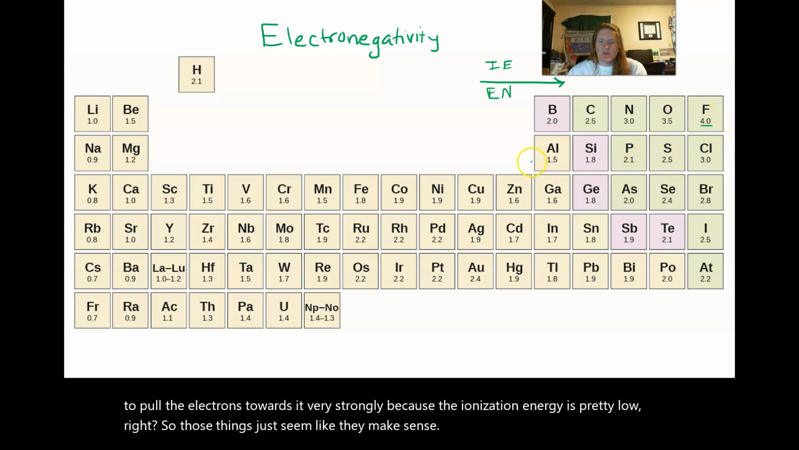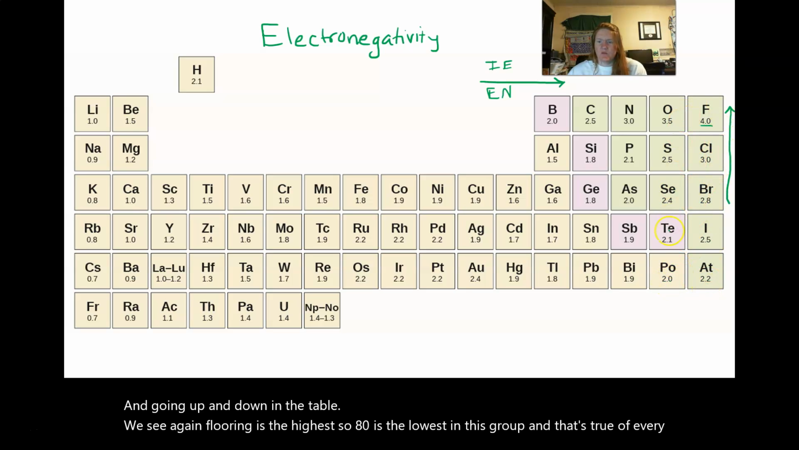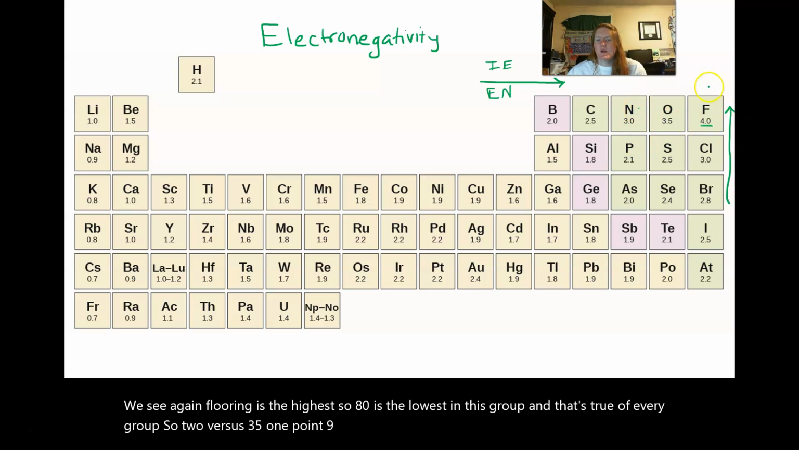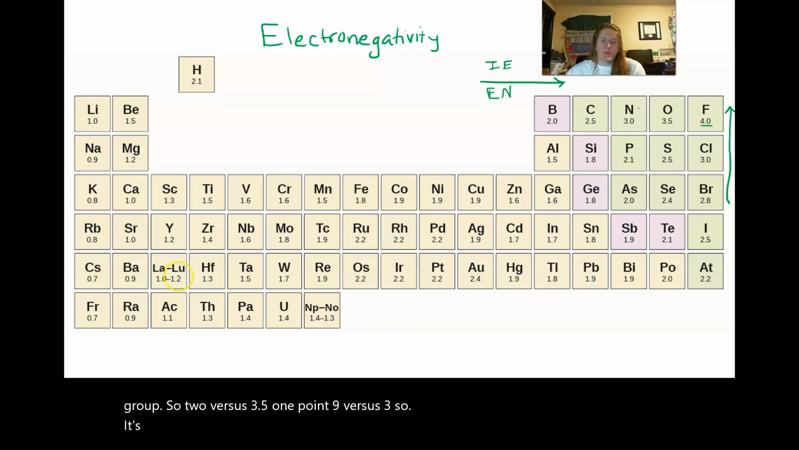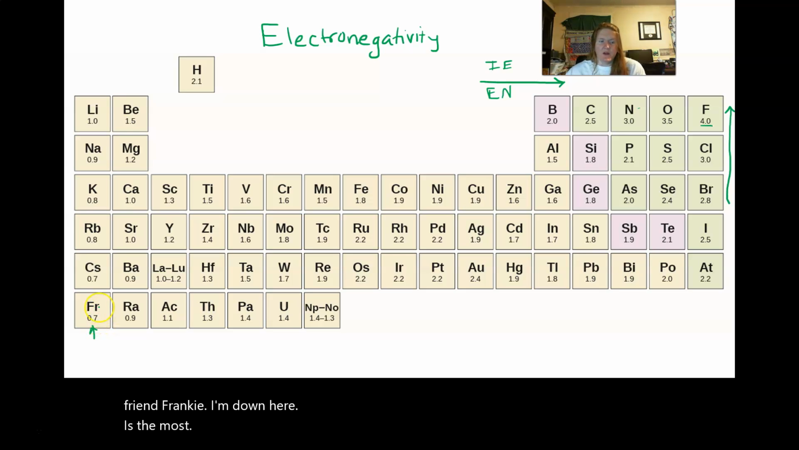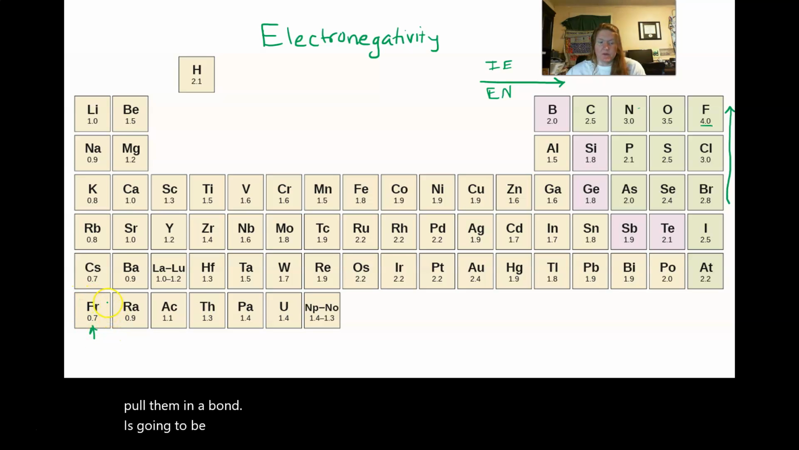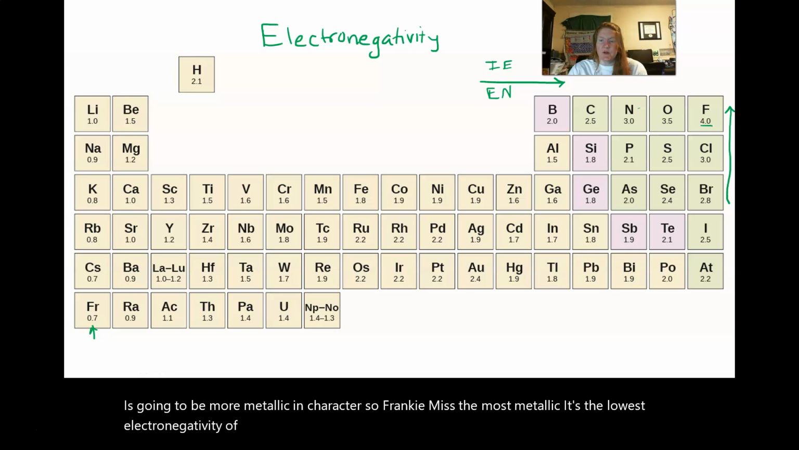And going up and down in the table, we see, again, fluorine is the highest, so At is the lowest in this group, and that's true of every group. So 2 versus 3.5, 1.9 versus 3. So it's getting bigger going toward the upper right part of the periodic table. That means that our friend francium down here is the most metallic thing in the periodic table. So anything that gives up its electrons fairly well, doesn't pull them in a bond, is going to be more metallic in character. So francium is the most metallic. It's the lowest electronegativity of anything in the periodic table.